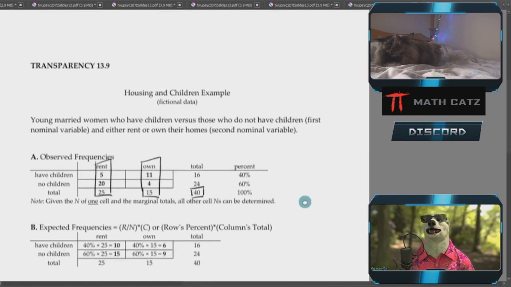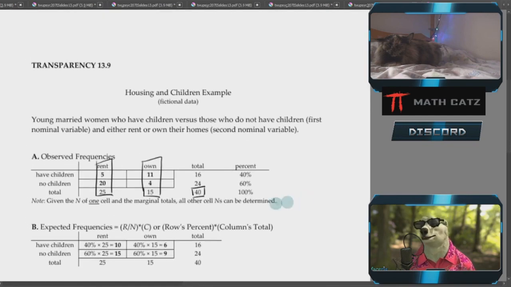So what we're going to do is something very similar. Within these cells, these are the observed numbers, right? The observed frequencies, and the rest is just totals and percentages. So we're going to take our total, look at our rent column, 25 people there. We expect the having children number to be 40% of that 25, in other words, 10.